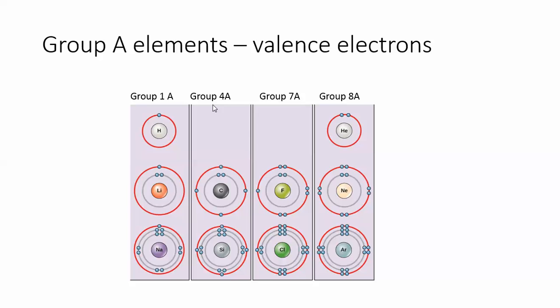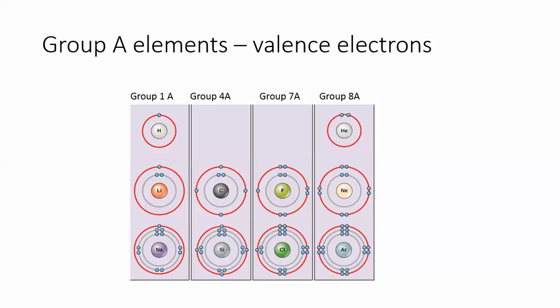That every group in the A's, the group number indicates the number of electrons in that valence shell. So here's carbon in group 4, it has 4. Here's silicon in group 4, and it has 4 valence electrons. Remember, the valence electrons are the ones in the outermost energy levels. We don't care about these ones underneath. It's the ones on the outside.